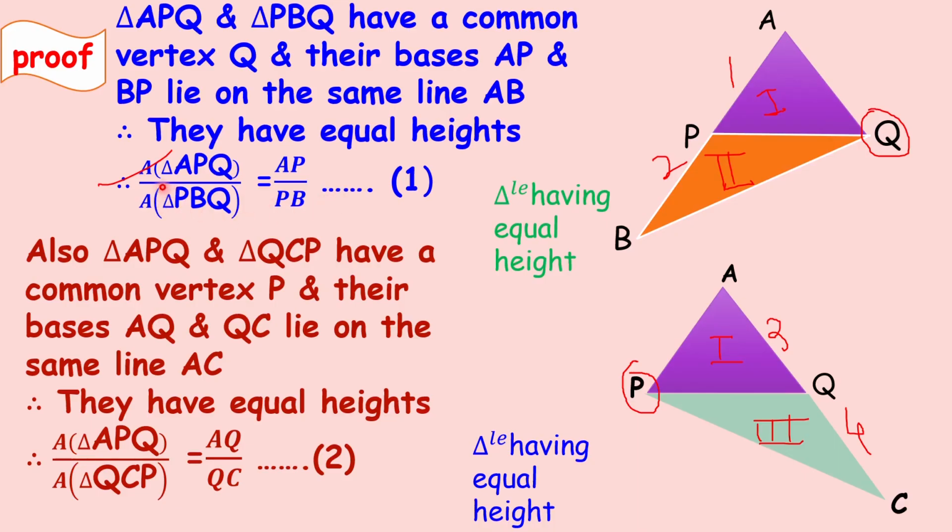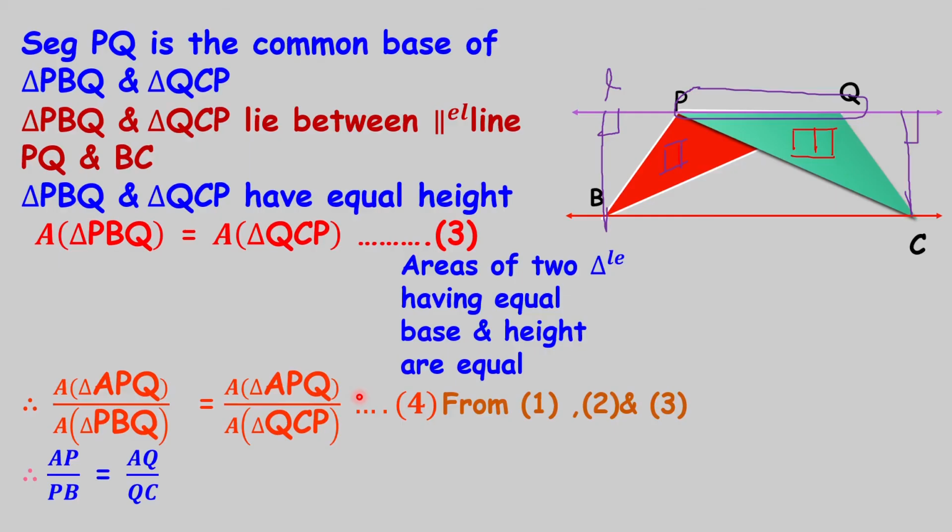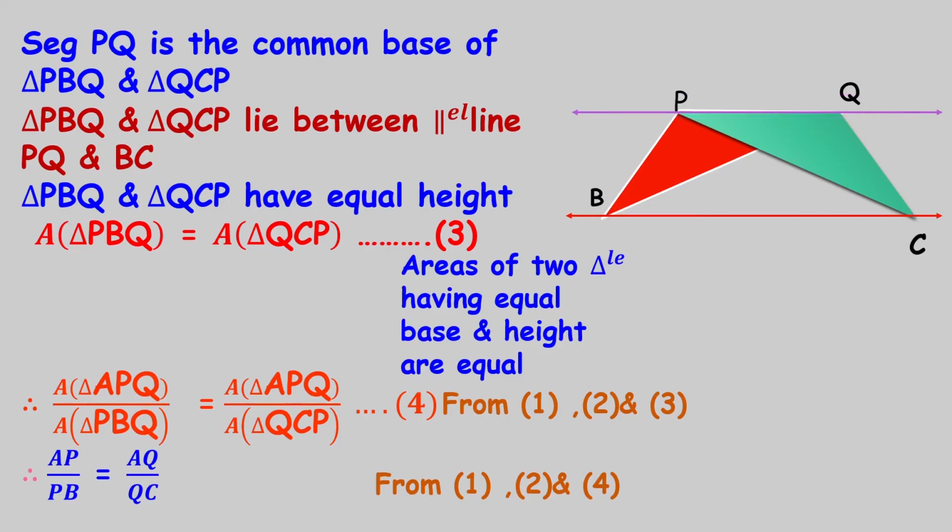From the third statement, we say that the denominator of the first equation and the denominator of the second equation are the same, also the numerator is the same. That means the LHS of the first and second equations is the same. If the LHS is the same, then the RHS is also the same. Therefore, RHS of the first equation is AP upon PB and RHS of the second equation is AQ upon QC. Therefore, AP upon PB is equal to AQ upon QC. Hence, we prove this theorem.